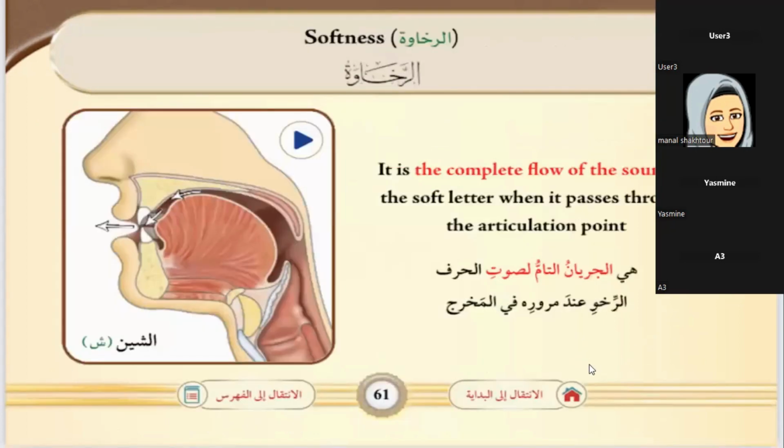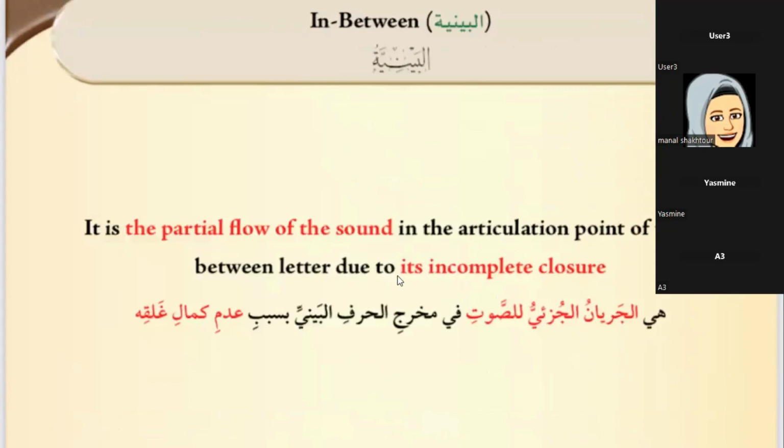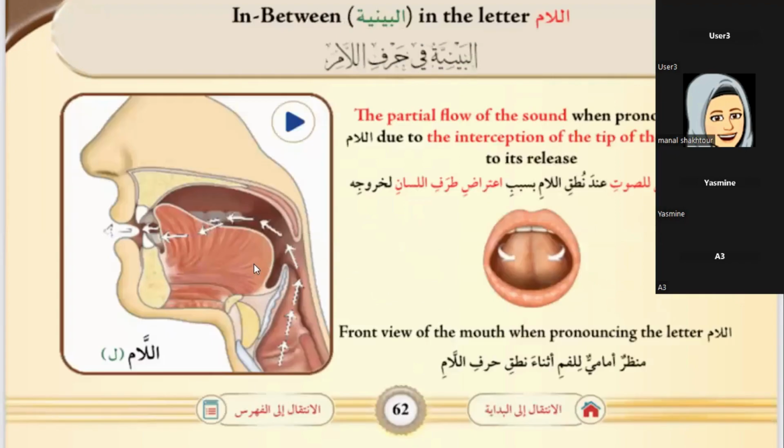As for the rakhawa, or softness, it is the complete flow of sound of the soft letter when it passes through the articulation point. The example that is given is ash. In between is the partial flow of sound in the articulation point of the in-between letter due to its incomplete closure. The example that is given is lam. The edges of the tongue close off the articulation point, and the sound has to come out the sides of the tongue. So it's a partial closure.